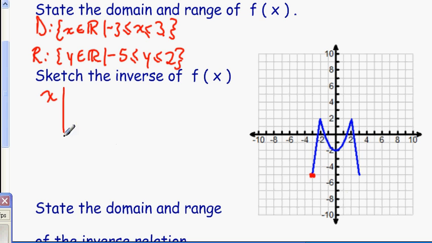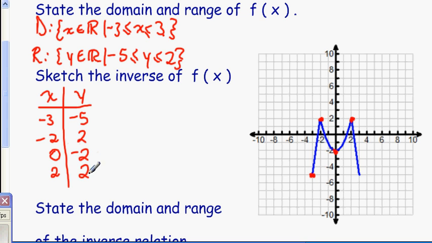I'm just going to write them out as we look at them. So for that point, our x is -3 and our y is -5. The next key point is here, -2 and 2. If you look, this would be our next key point, the bottom, the vertex of this part of a parabola. So 0, -2. And then up here at 2, 2. And the last key point would be at 3, -5.